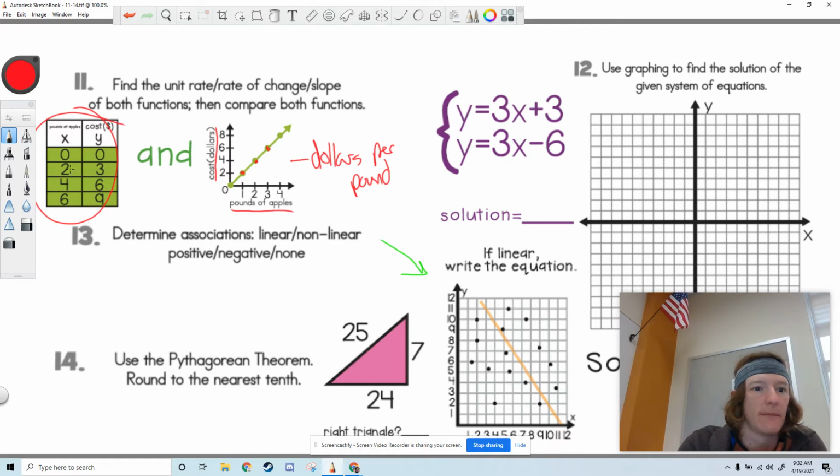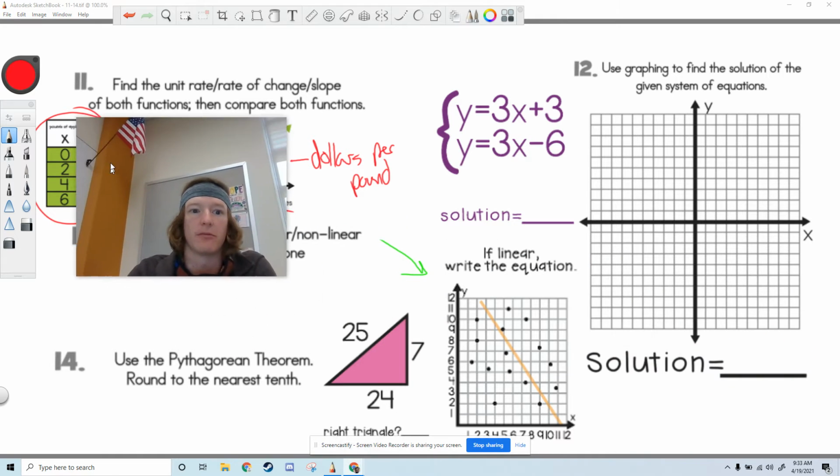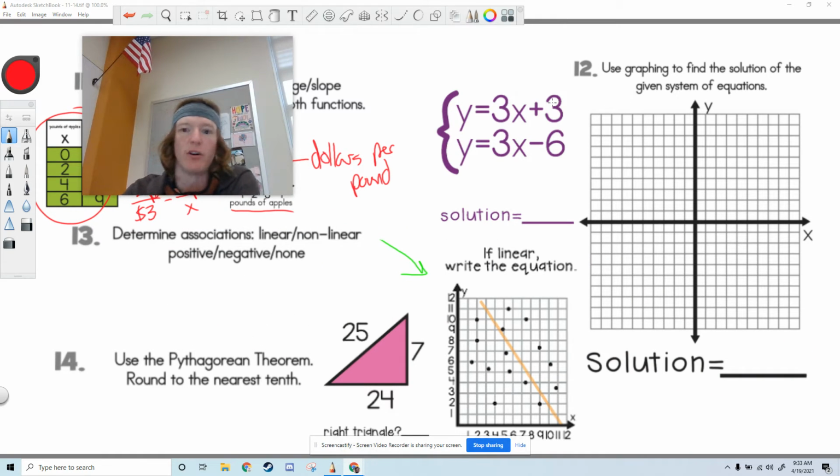If you know that 2 apples cost $3, find out what 1 apple would cost. So 2 apples is $3. What would 1 apple be? That's pounds. Okay, pounds is X. So you divide by 2, divide by 2. Figure out the unit rate of both of these and tell me which one is more expensive, left one or right one.